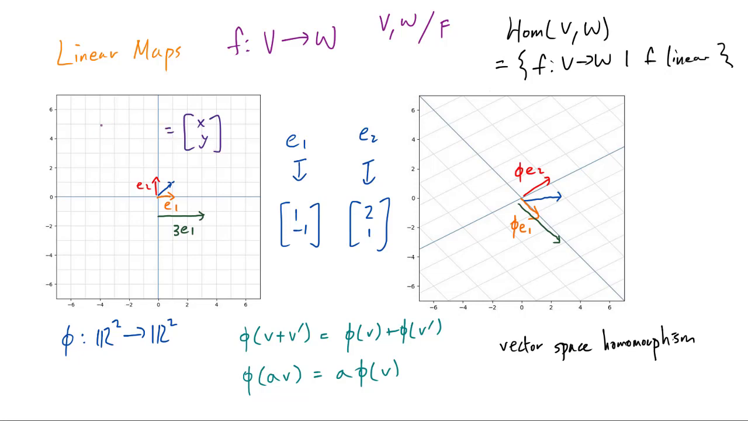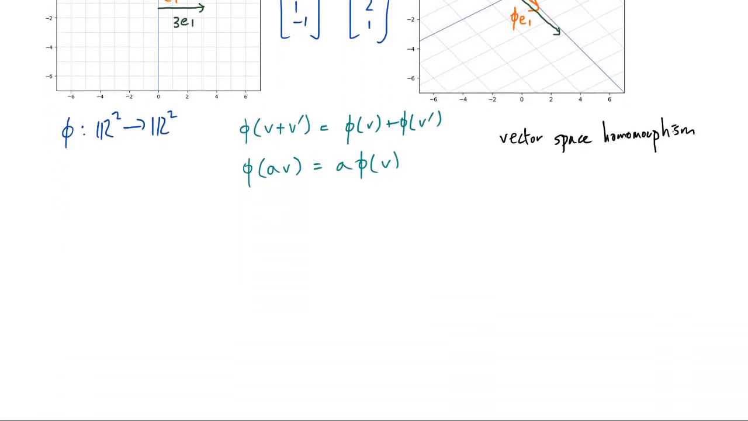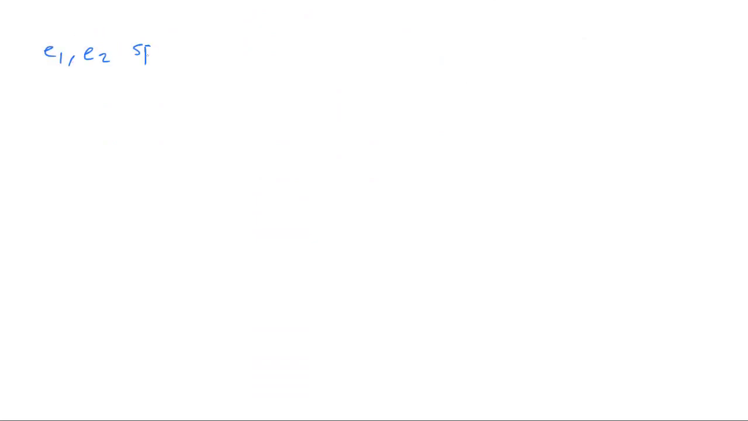So (x, y) of course is x times e1 plus y times e2. So by the linearity of this map, this has to be sent to x times (1, -1) plus y times (2, 1). Of course, the reason that this was possible in the first place was because for any vector in R2, we can get to that vector from e1 and e2 just using the vector space operations. Another way of saying that is that e1 and e2 span R2.